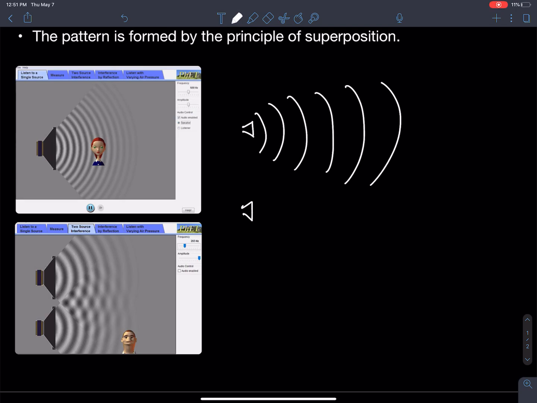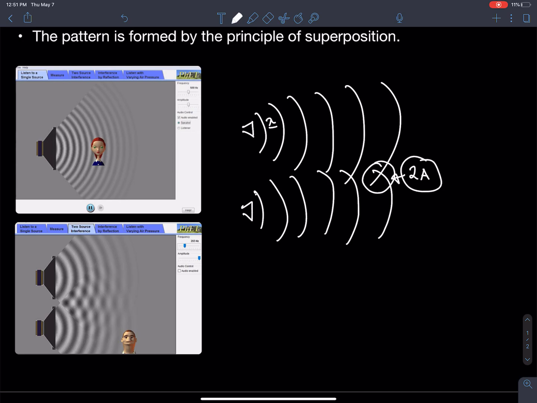I'm just trying to draw what the interference pattern is going to look like. That's my wavelength, and the speaker below is generating the same wavelength. The point at which they intersect, that would be a crest, and that would be a crest. I would have 2 times the amplitude at that point, so I would have quite a large intensity of sound at that point.